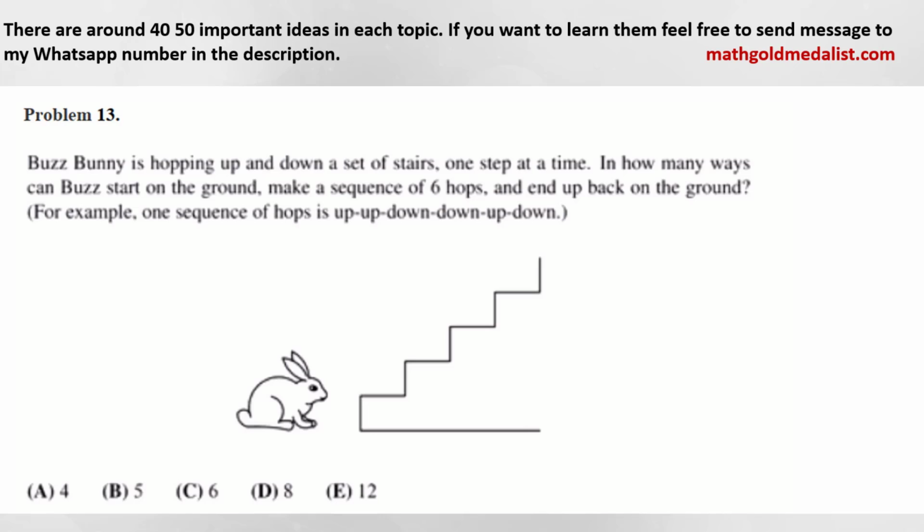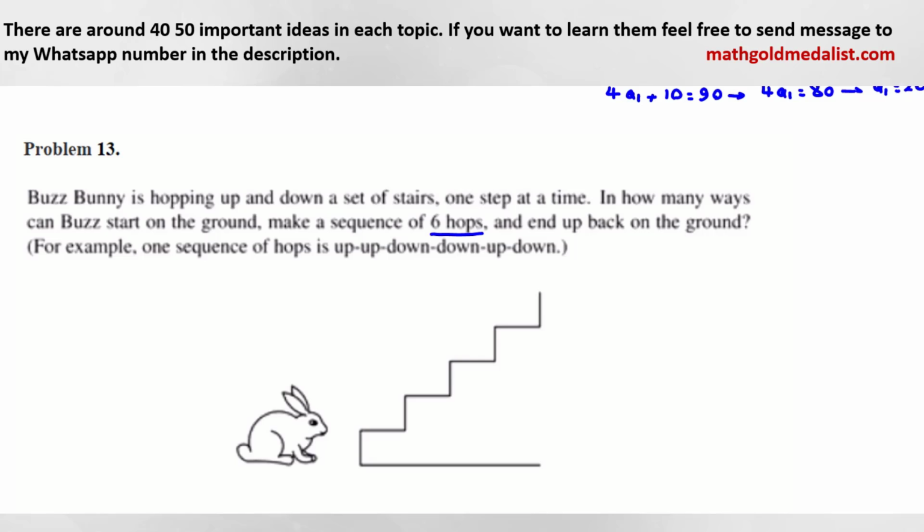So for problem 13, Buzz Bunny is hopping up and down a set of stairs one step at a time. In how many ways can Buzz start on the ground, make a sequence of 6 hops, and end up back on the ground? For example, one sequence of hops is up, up, down, down, up, down. So here, how many steps are there? It says 6 hops.